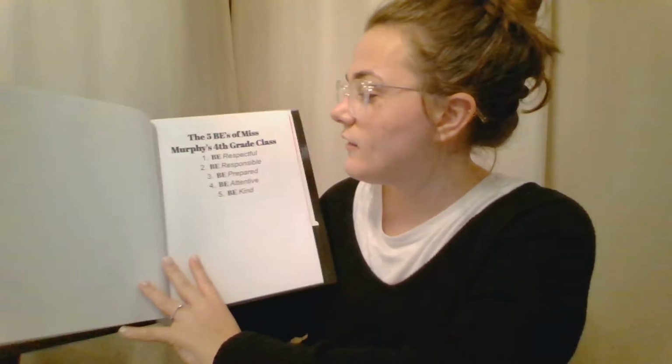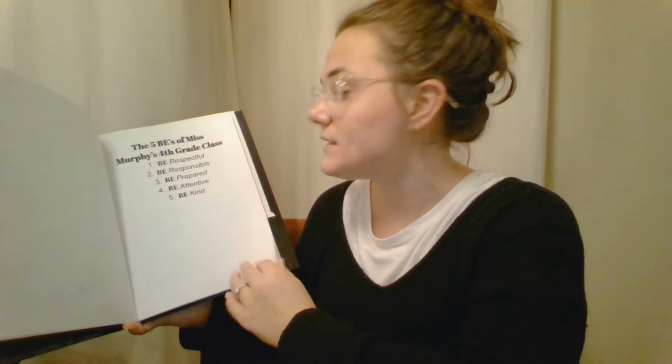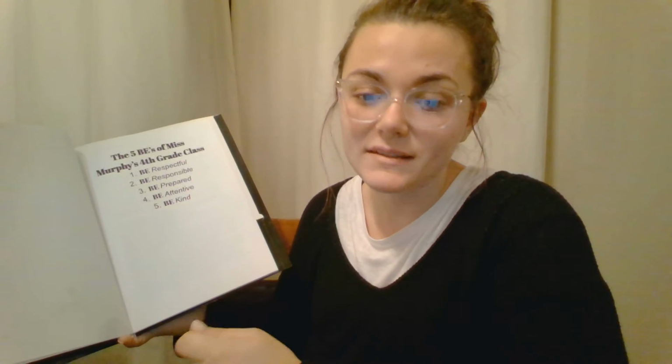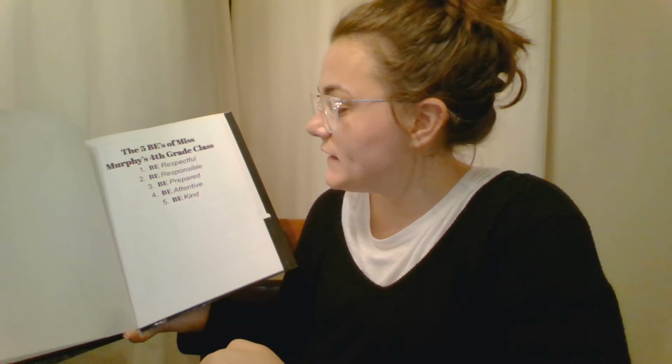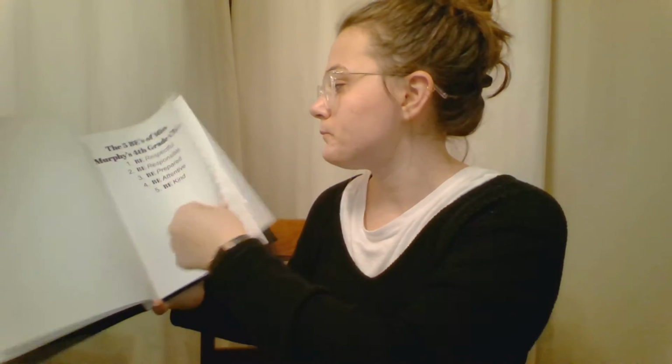Then we have the 5 B's of Miss Murphy's 4th grade class. We want to be respectful, be responsible, be prepared, be attentive, and be kind. As we learned within class, I feel like these really cover a lot more because they're broad, positively stated, and can cover a lot of ground because they are not super specific.